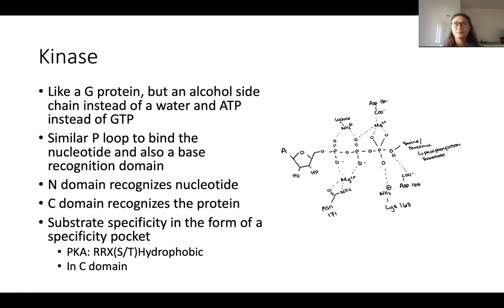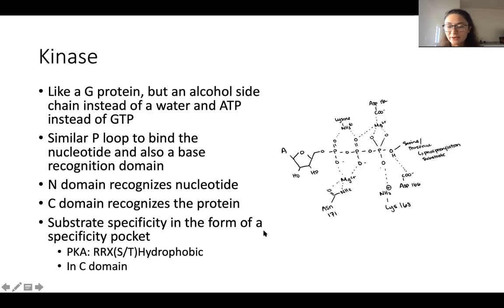So the reason we need to recognize the protein is we don't want to necessarily phosphorylate every serine or every threonine or every tyrosine in the protein. We just want to phosphorylate specific ones, and in particular, protein kinase A will phosphorylate after this amino acid sequence: RR, X is anything, serine or threonine, and then a hydrophobic. So the C domain is going to recognize where these particular sequences are, and then it will position the serine or the threonine for nucleophilic attack.